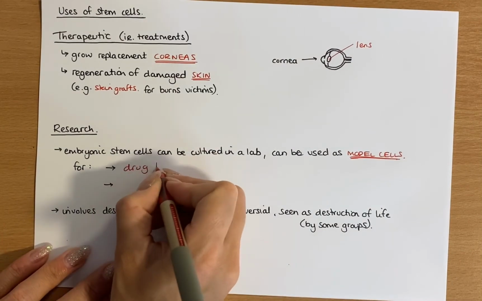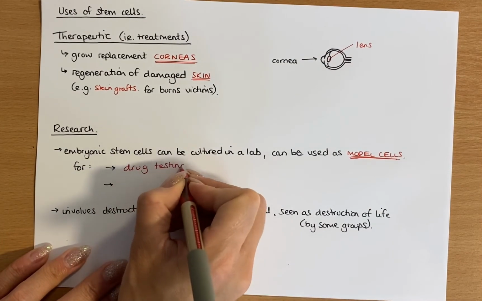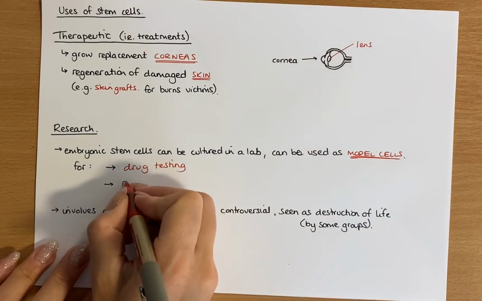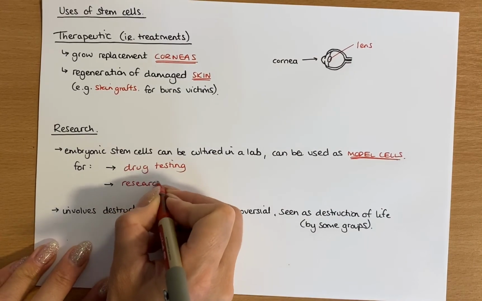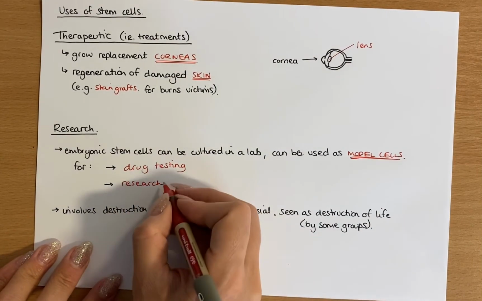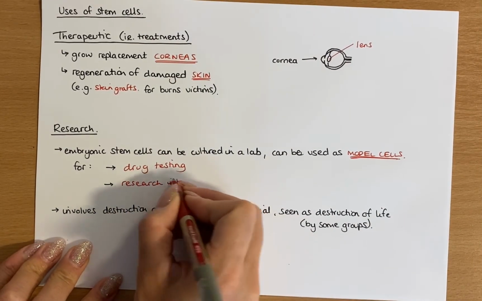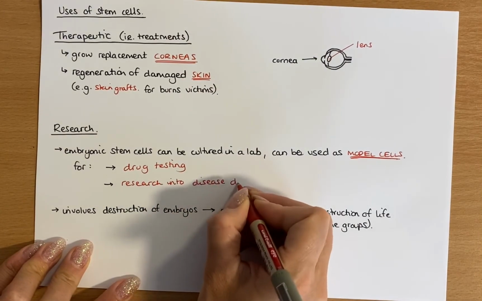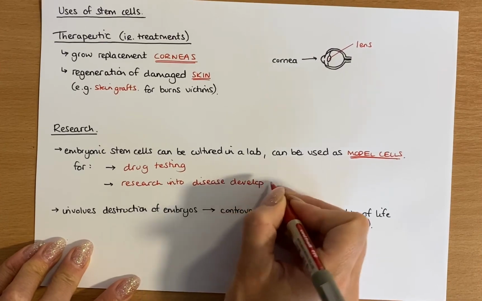They can be used for drug testing, so that we don't have to test them on live humans until we know the effects of them. Or they can be used for research purposes, and particularly for research into disease development. So we can study how diseases develop to better understand them, to then allow better treatments of them.